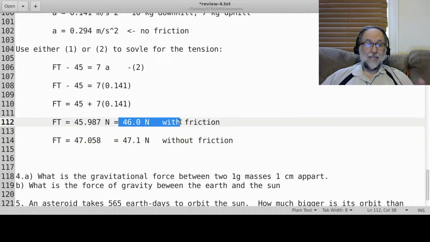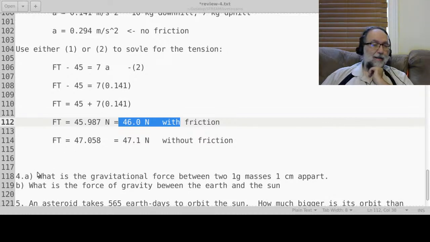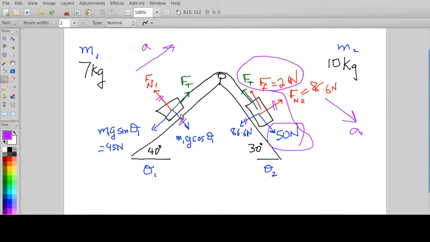So now we have less tension. And you might wonder, is that right? Do we have less tension with friction? Yeah, let me show you why. Let's go back to the diagram here. So whatever the tension is, look at the 7 kilogram. Just concentrate on the 7 kilogram. Whatever that tension is, this tension is what is competing against that there.